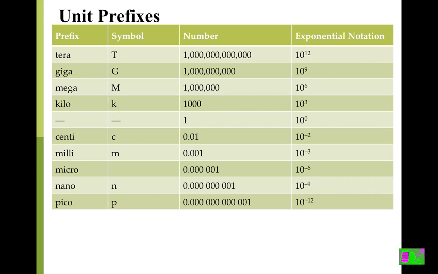Then the next part is that we modify those units with prefixes. And so there's a list of prefixes here. There's also a list of the symbols that represent them and the value that they represent. So for example, kilo, this little k here, represents 1,000. And it's listed in both the decimal notation and the exponential notation. And so you've probably heard of a kilometer. That's 1,000 meters.